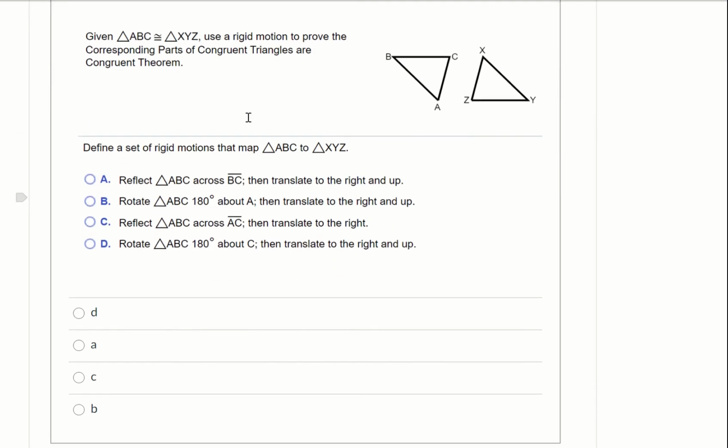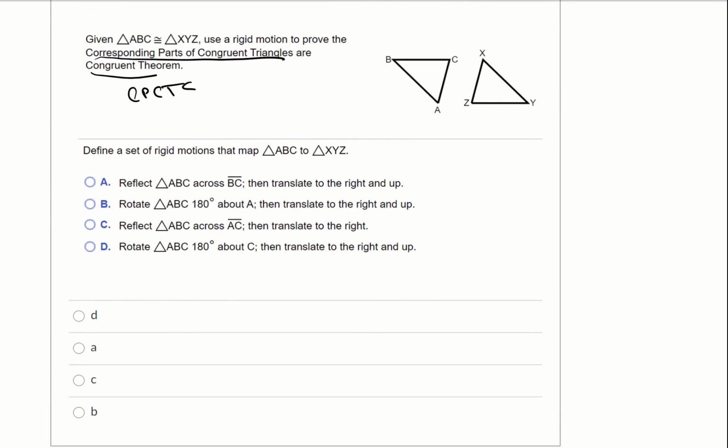So given that triangle ABC is congruent to XYZ, use a rigid motion to prove the corresponding parts of congruent triangles are congruent theorem. This is known as the CPCTC. That's what we shorten that to. So define a set of rigid motions that map one triangle to the next. So, let's look at the options here. If we were to reflect triangle ABC across BC, then translate it to the right and up, is that going to give us triangle XYZ?